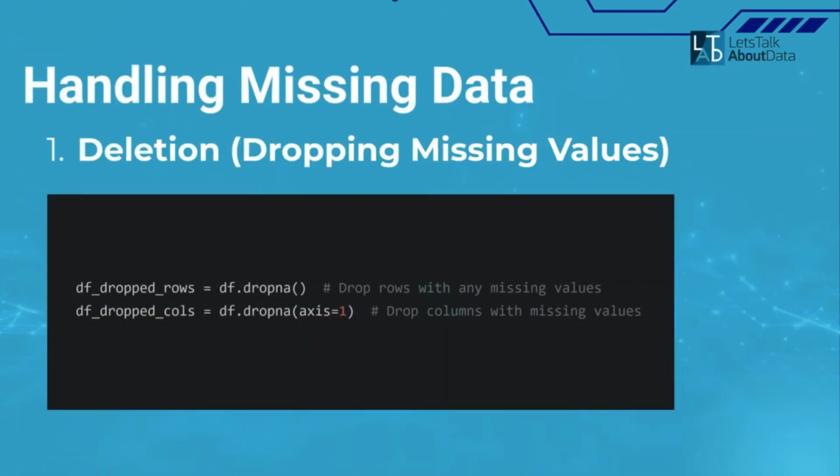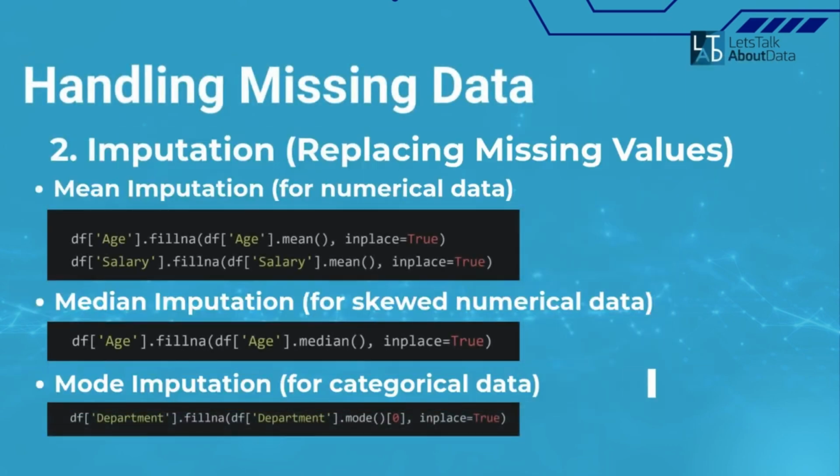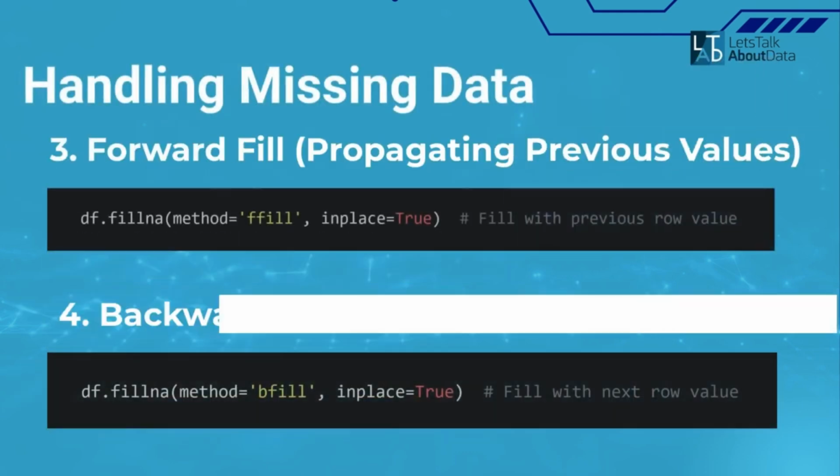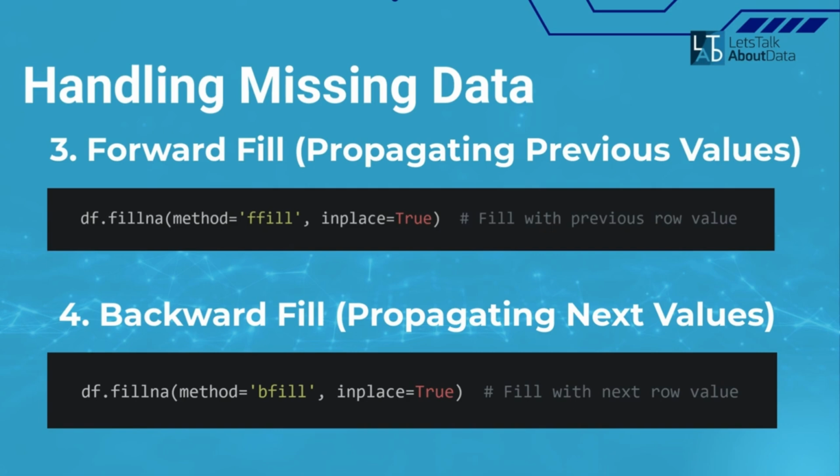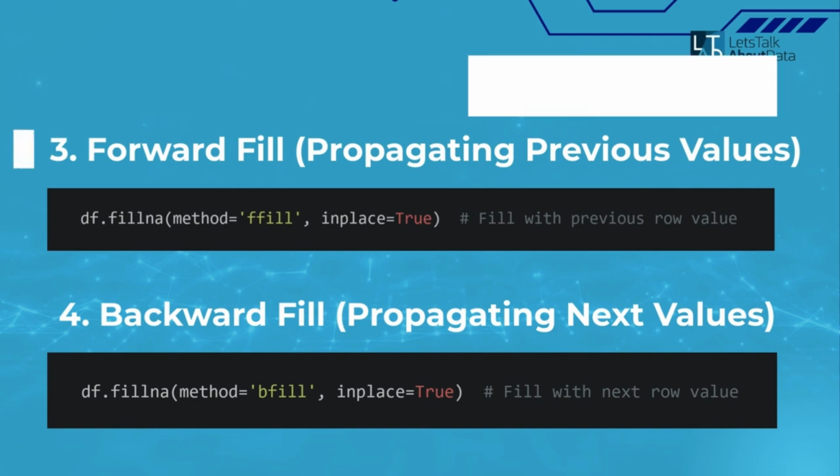For example, in Python with pandas, you can use df.dropna() to remove rows with missing values. And to fill missing values, you can use df.fillna(mean), df.fillna(median), or df.fillna(mode). For forward and backward fill, use df.fillna(method='ffill') or df.fillna(method='bfill').